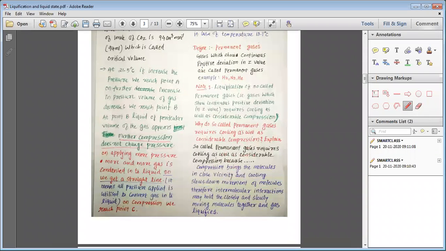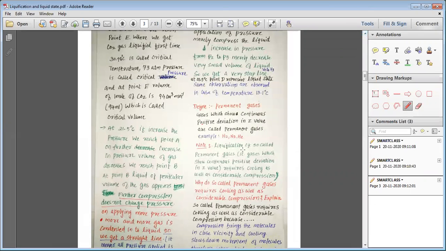We have even studied about the permanent gases, that gases which show continuous positive deviation in Z value are called the permanent gases, and these permanent gases are hydrogen, nitrogen, and helium. Liquefaction of so-called permanent gases requires cooling. So if we want to convert these permanent gases to liquid, we have to cool. Apart from cooling, we need to even compress them. We need to increase the pressure for their liquefaction, and compression is very necessary in these particular cases. So in case of such gases, cooling is highly needed.